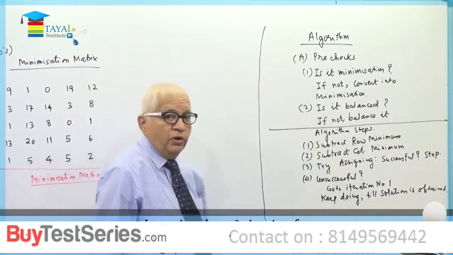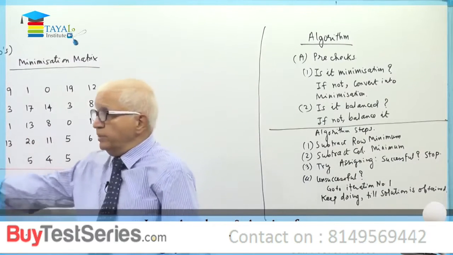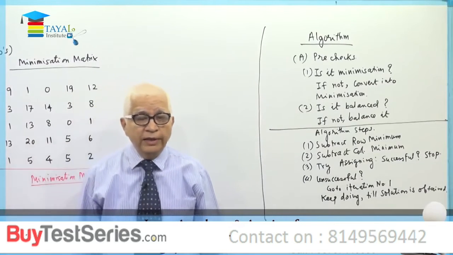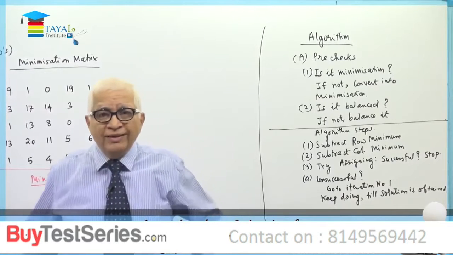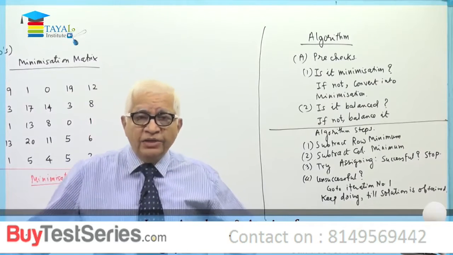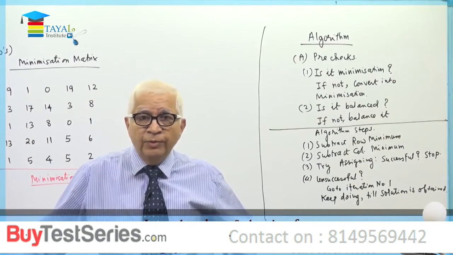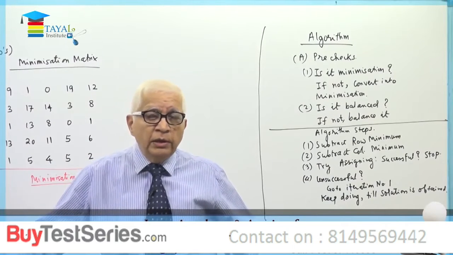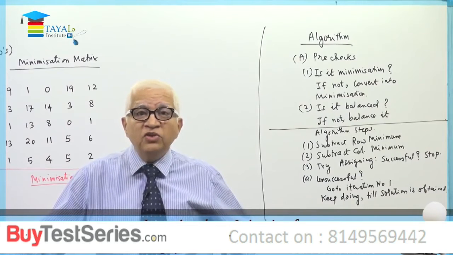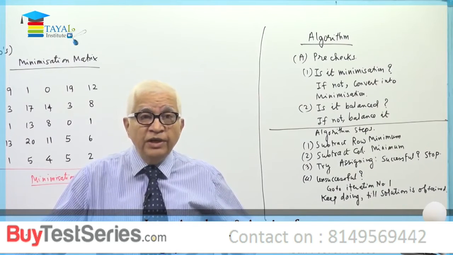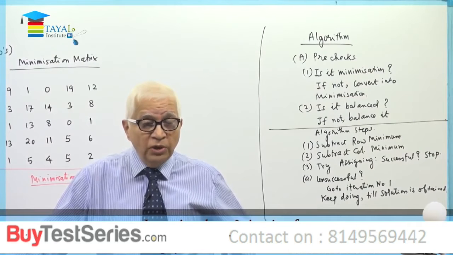Fine. So pre-check number 1: is it a minimization problem? Now this is not a minimization problem. The given problem is a maximization problem. The sales are required to be maximized. Now see, what are the things that we maximize in life? We maximize satisfaction. We maximize sales. We maximize profit, and so on. Now, what are the things that we minimize? We minimize cost, we minimize the time taken to do a job, we minimize wastages, and so on.